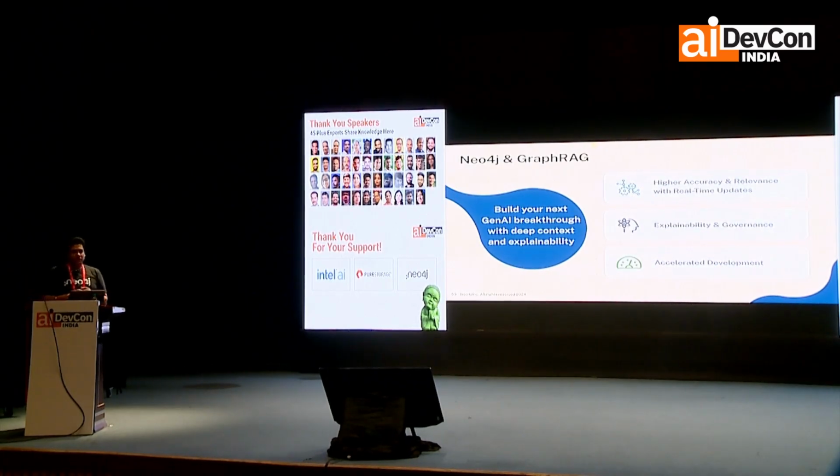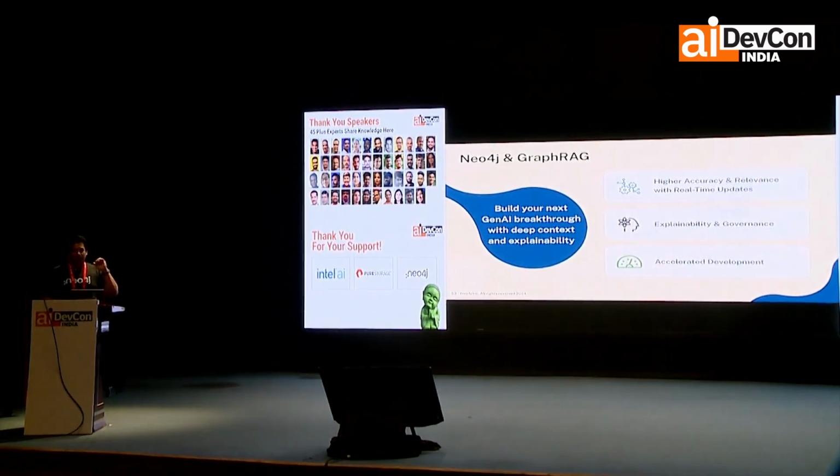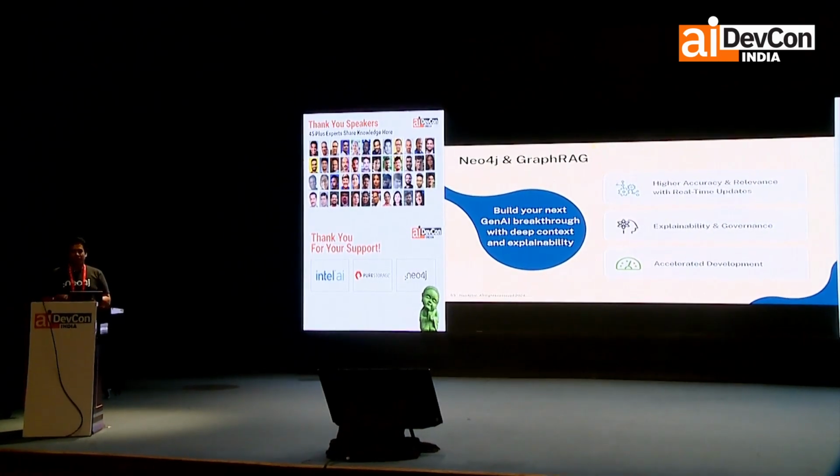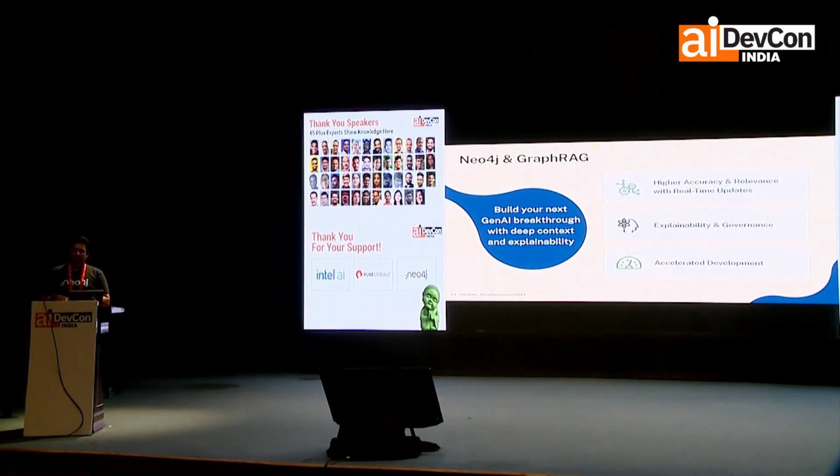So together with Neo4j and GraphRAG, you can achieve higher accuracy and relevance with real-time updates. We have seen this, by the way. We have seen 3x accuracy happening. The performance is faster, and the development is accelerated as well. And the foremost part, which is very critical to enterprise these days, is explainability and governance. You can go to the node level, you can control which one has the access. You can put some access level policies over there.